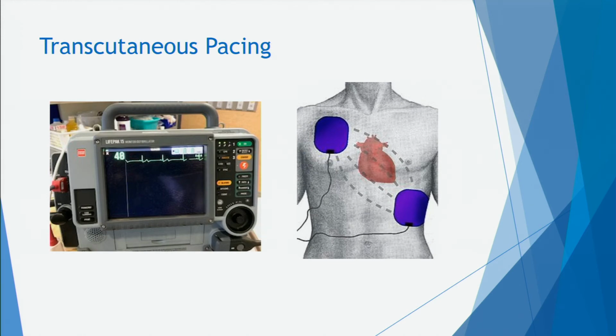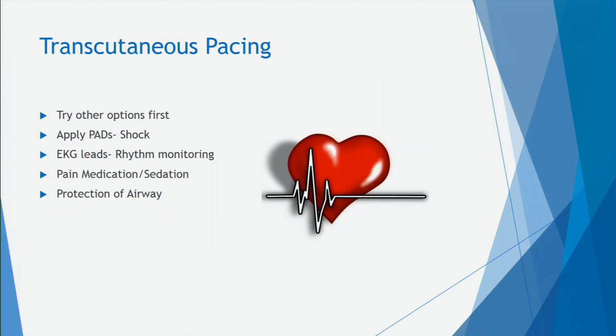And one other thing when you pace transcutaneously would be thinking about protecting their airway. This is painful. So if they happen to still be conscious when this happens, protect the airway, sedation, pain medicine as you move towards how do we stabilize them and get them where they need to go. So other options first, we tried atropine, that didn't work. Everything else is failing, we're gonna pace them. And then just making sure you have a good reading on your EKG.